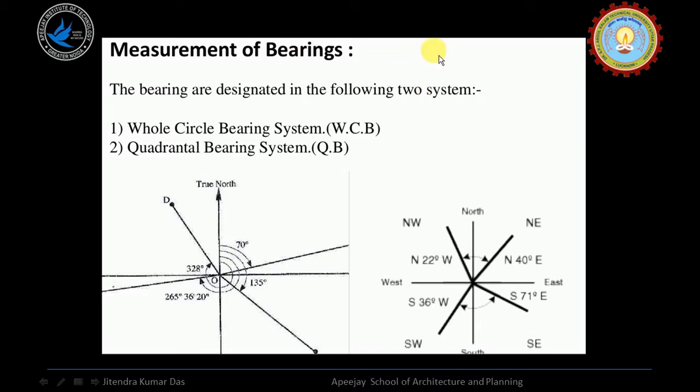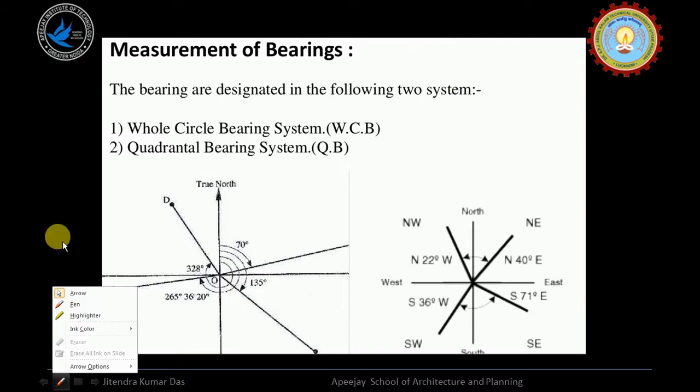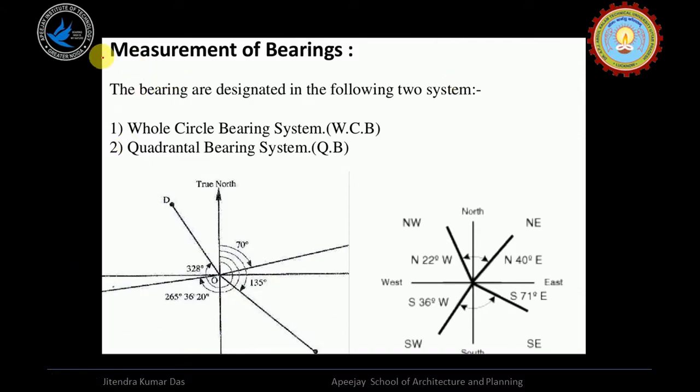Now the system of angle representation. Here we will try to learn the systems in which we may present the angle. So bearings are designated in the following two systems. One is the whole circle bearing, and the second is the quadrantal bearing.